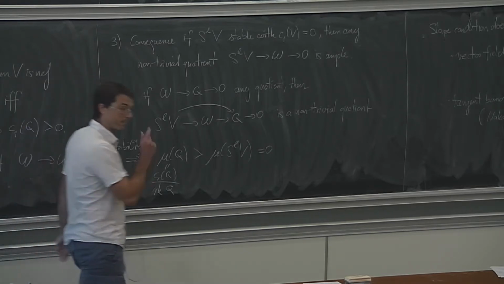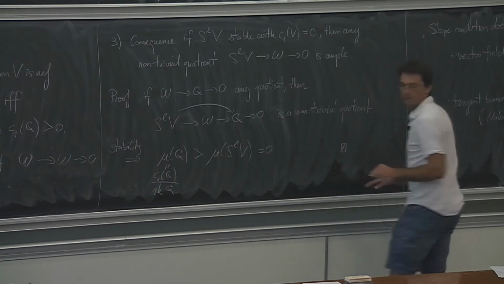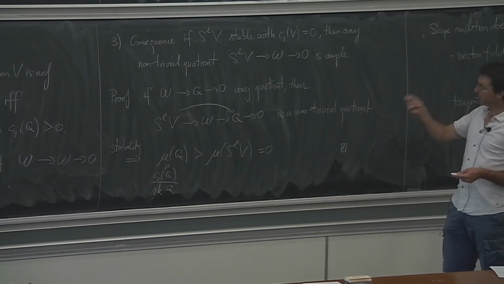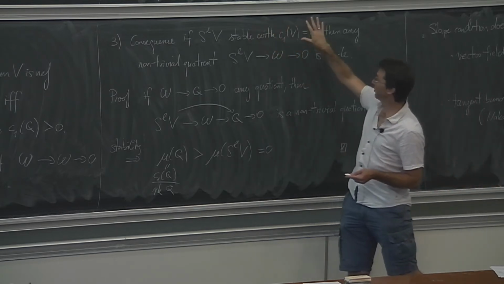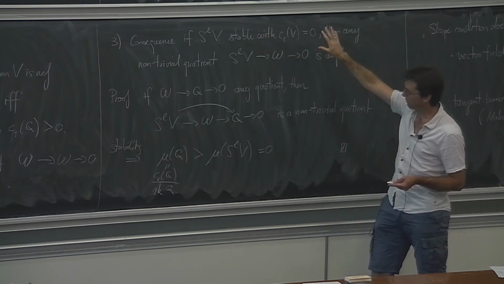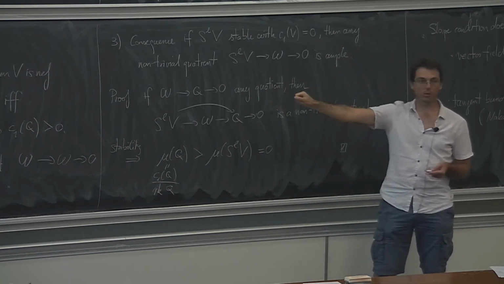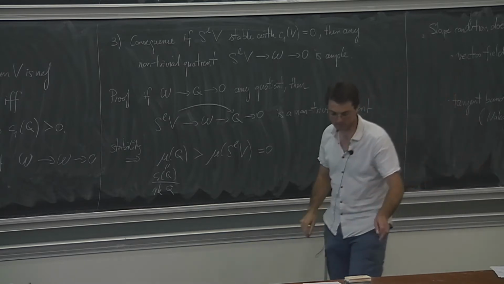Okay? Is this okay? So this is the specificity of these vector bundles, which are stable with C1 equals 0. They are nef, but not ample. But as soon as I take some non-trivial quotient, I will get some ample vector bundle. This is the trick.